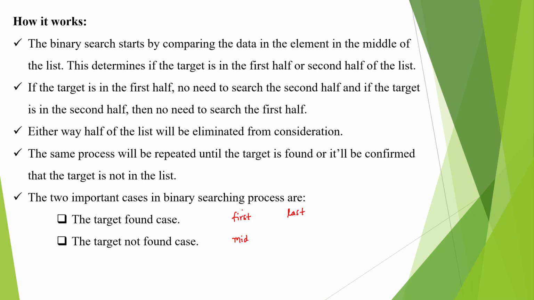First will be the starting index, and in the first iteration it will be 0, not always. And last will be size minus 1, maximum size minus 1.